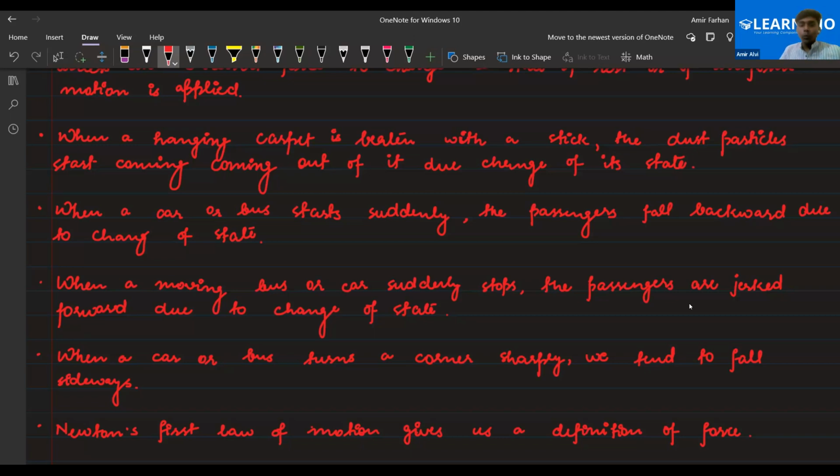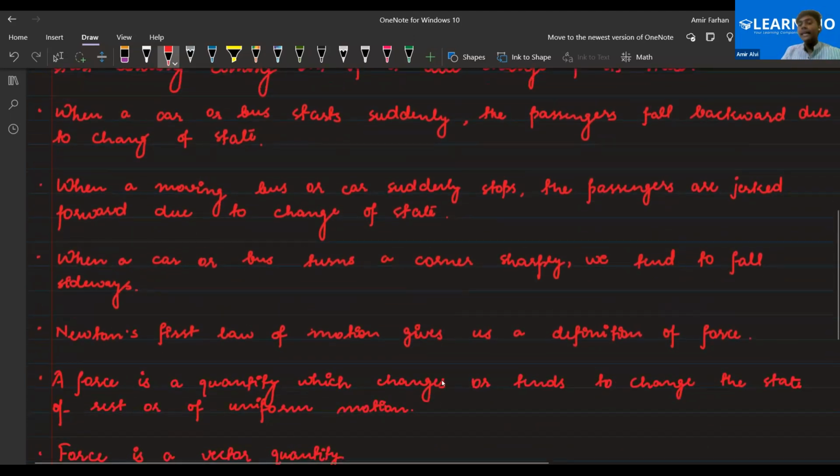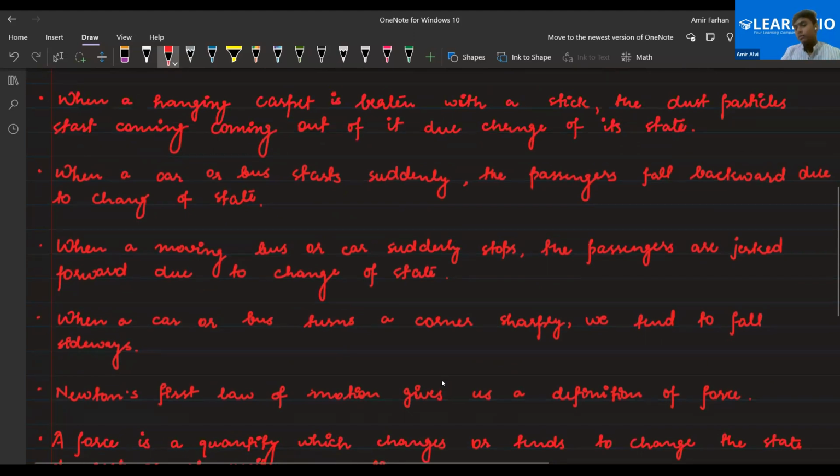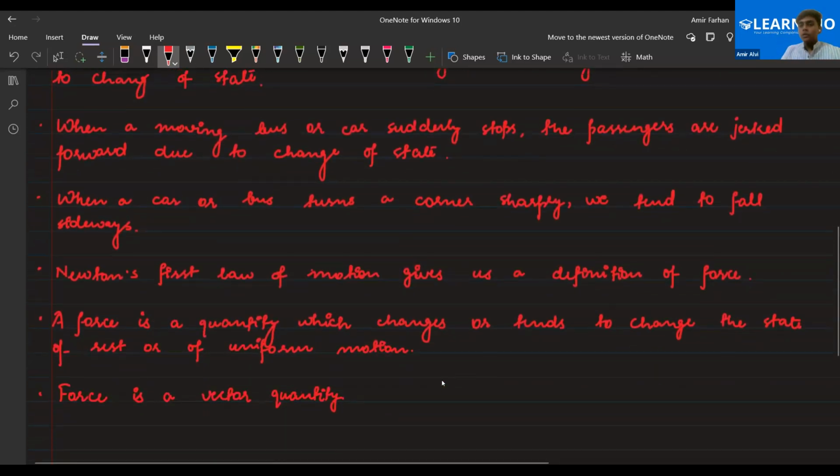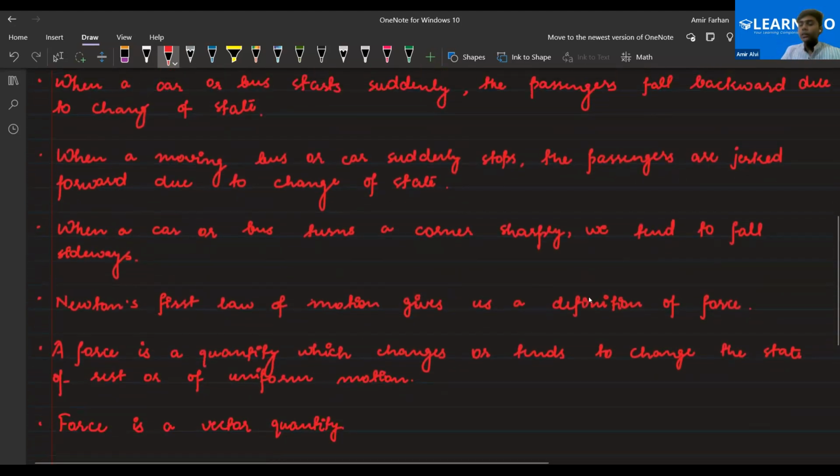And the next thing is that when a car or bus suddenly takes a turn around a sharp corner, we find that we fall sideways. Suppose the bus is going like this, we always go in the rightward direction. The bus is basically turning left, and we always go in the opposite direction due to inertia. Clear, everyone?